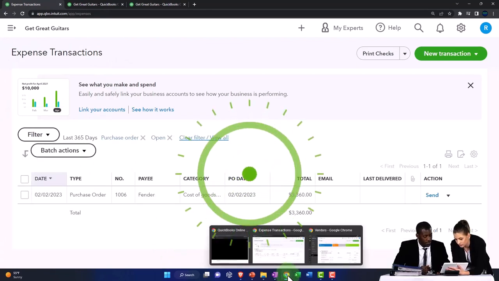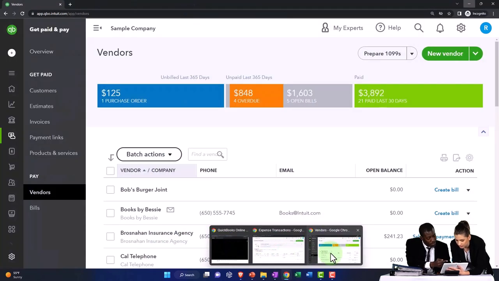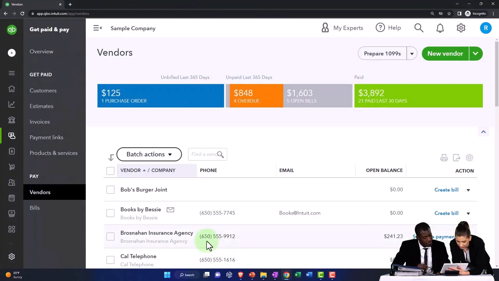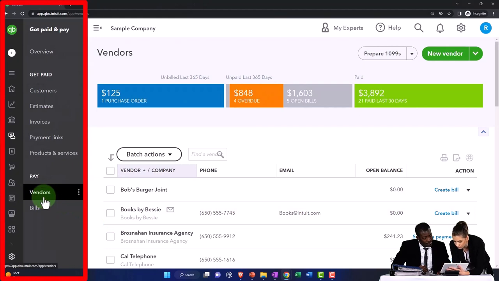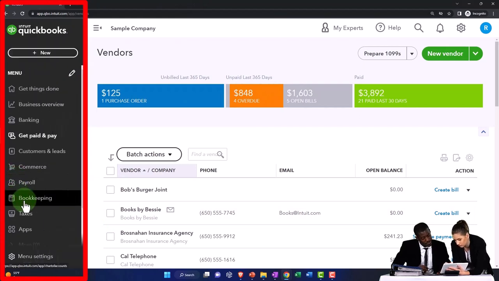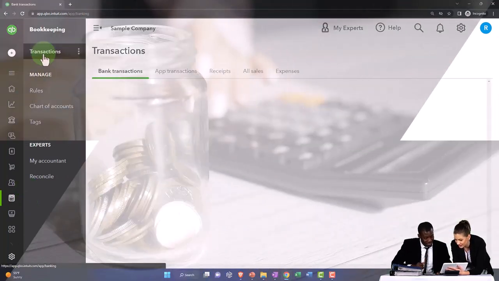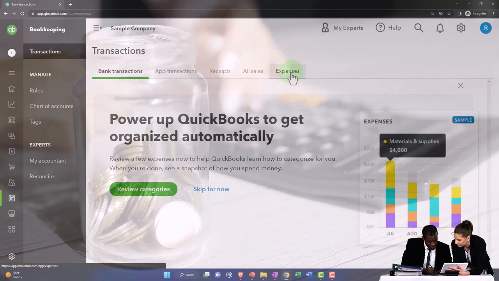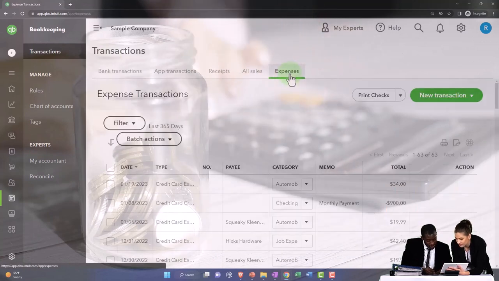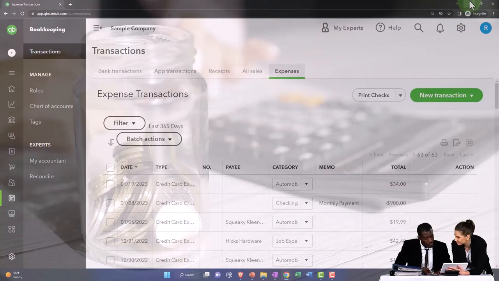But what if you're in the business view, people might be saying, then it's not under the get paid and paid area. They put that other piece for some reason in its specific spot, which is under the bookkeeping transactions up top, and then under the expenses tab on the right. So it's there. They're just trying to confuse you.